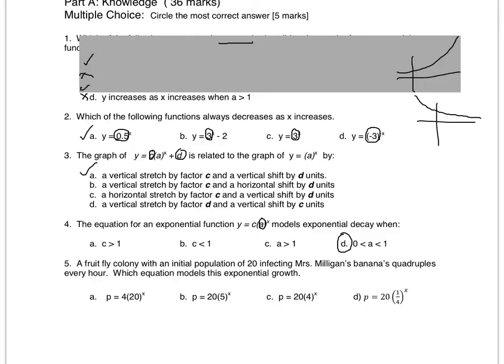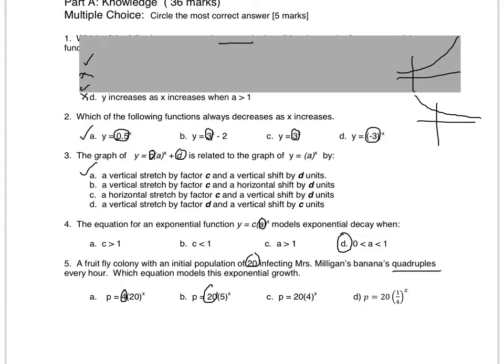And the last one, you have a fruit fly with an initial population of 20 that quadruples, meaning that it multiplies by 4 every hour. Which equation models this exponential growth? This is not correct, because it says the initial value is 4. This is correct.